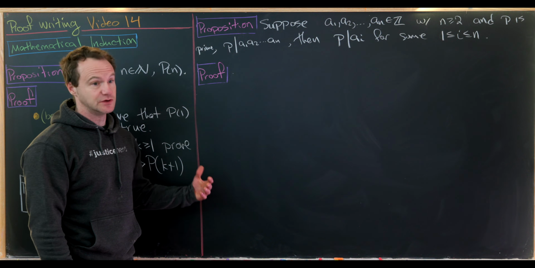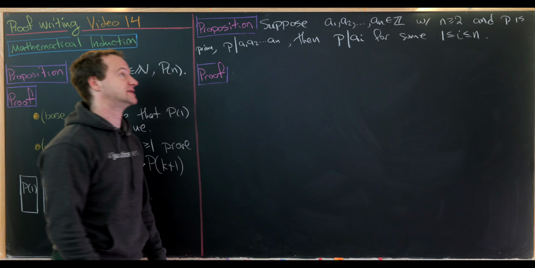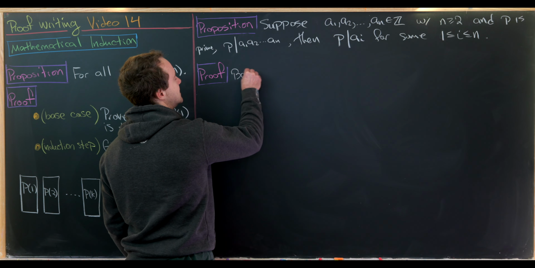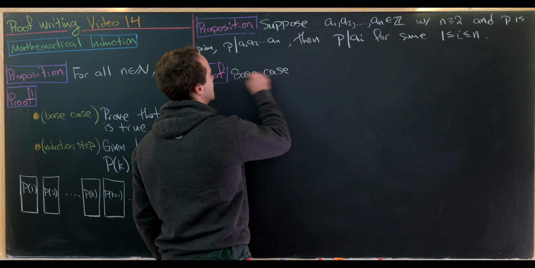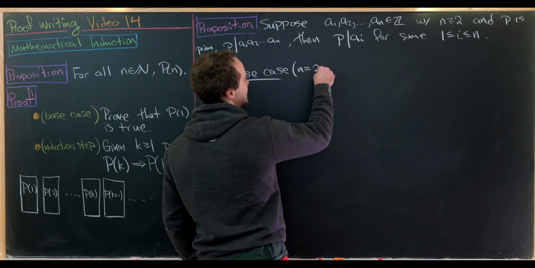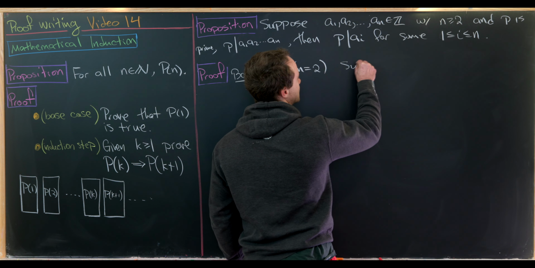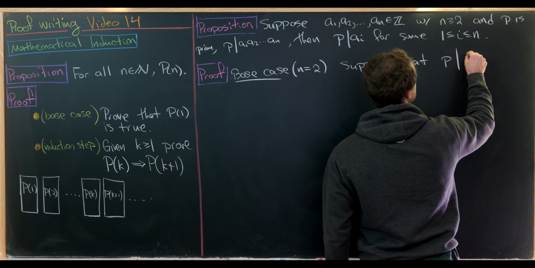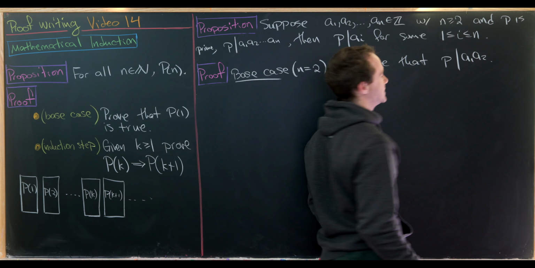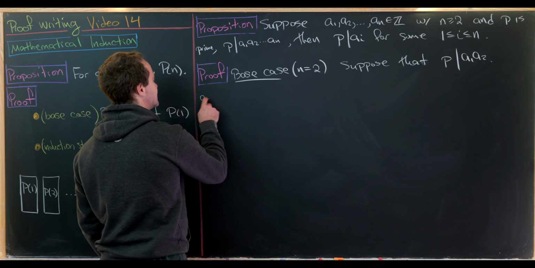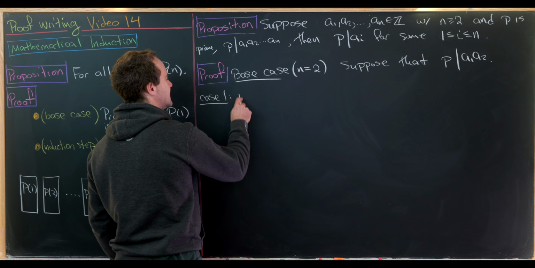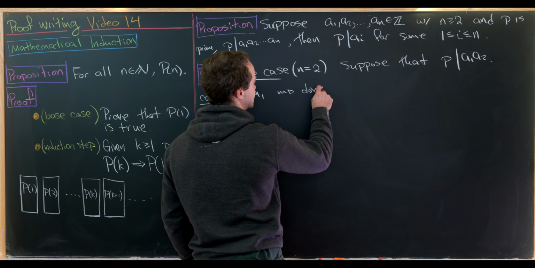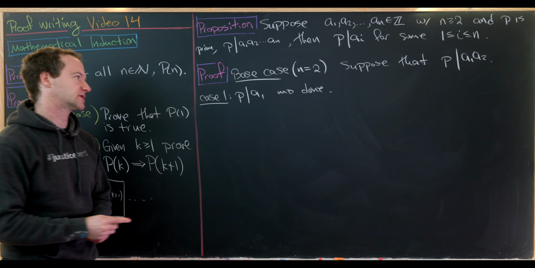So notice that we can do this by induction, and our base case is the n equals 2 case here because we're not interested in the n equals 1 case based off the setup. So let's do our base case, which like I said is the n equals 2 case. So let's suppose that p divides a1 times a2. And then let's break this down into cases. So case number 1 is that p divides a1. And in that case, we're done because it divides one of the terms of the product.